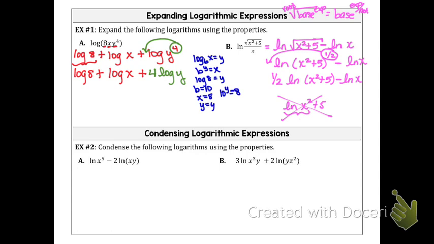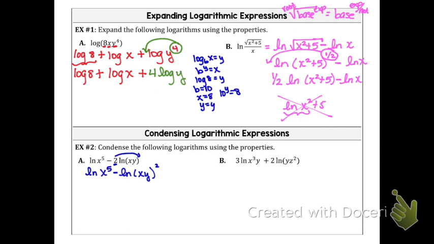All right, example 2 wants us to do the opposite. Now it wants us to condense the following. So, look at A. We have the natural log of x to the 5th minus 2 natural log of xy. Now, we do have things being subtracted, but it's not a natural log minus a natural log. It's a natural log minus 2 times a natural log. So we've got to get rid of this 2. So we're going to move it as its exponent. So this becomes a natural log of x to the 5th minus the natural log of xy, both squared.